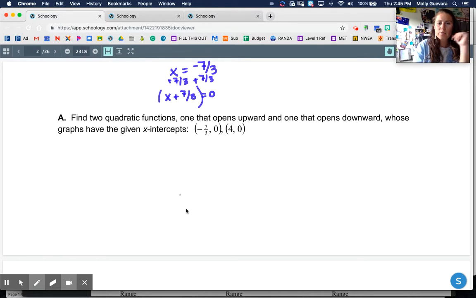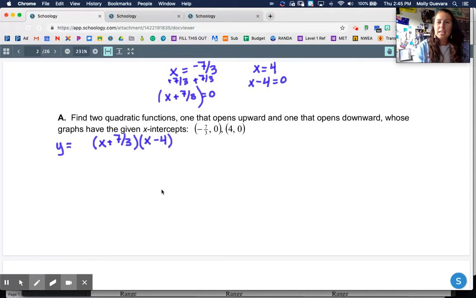And that's what tells me what my roots are, what my parentheses are, okay? So I have x plus 7/3. And then the other parenthesis, I have a positive 4 here. So again, if I do the same thing, x equals 4, well, if I want to solve for 0, I subtract 4. And I get x minus 4 equals 0. So then this one is going to be x minus 4.